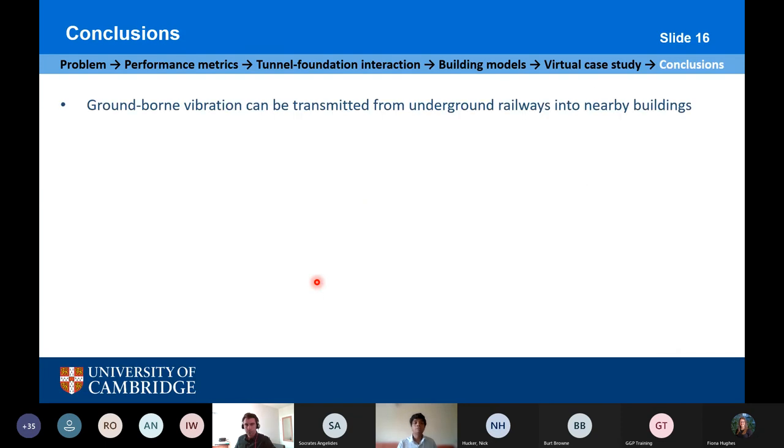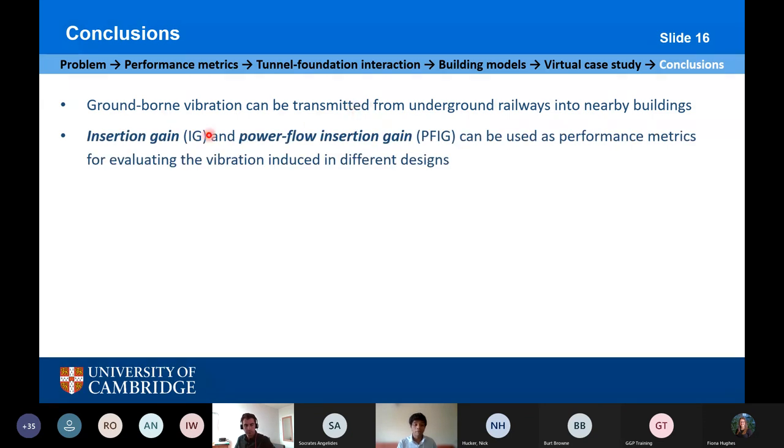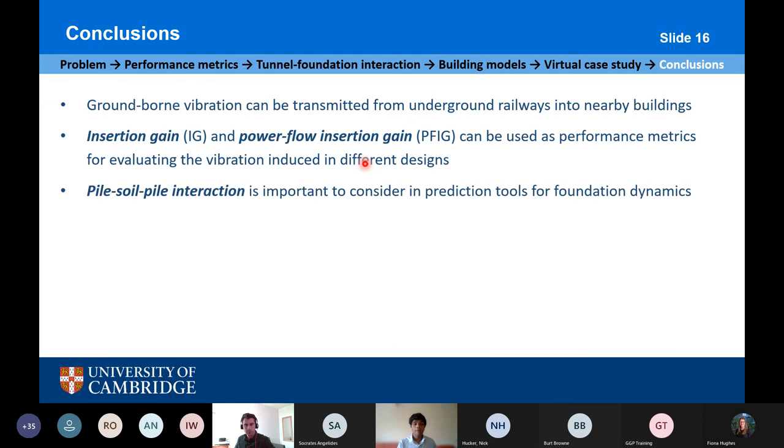So the main conclusions that I hope you can get out of this presentation are that the ground vibration transmitted from underground railways is a big problem, particularly in urban cities, and we need models to account for the complex interaction that is happening in the soil. And to measure the vibration, we used two particular performance metrics, the insertion gain and the power flow insertion gain. As I said, you can have pulse or pulse.